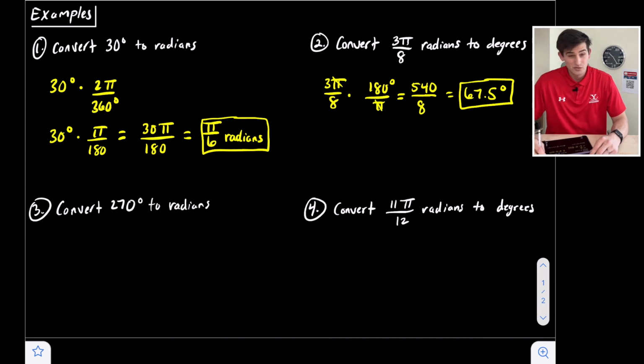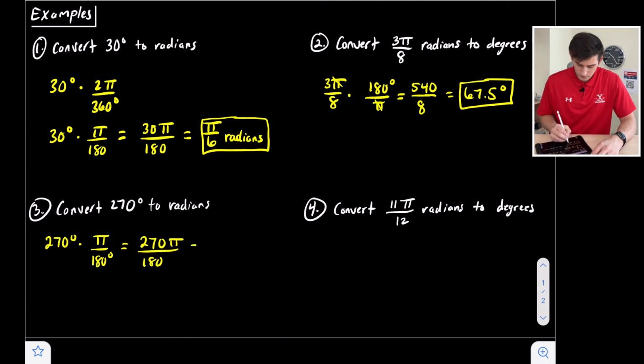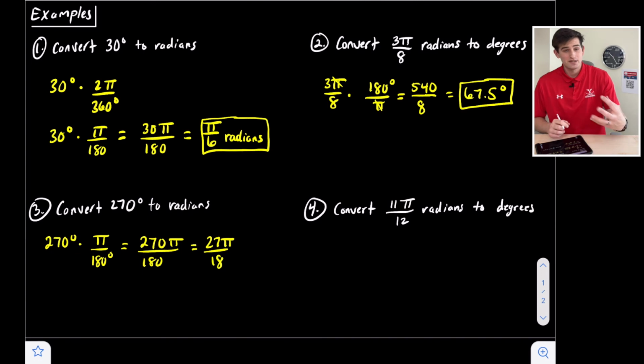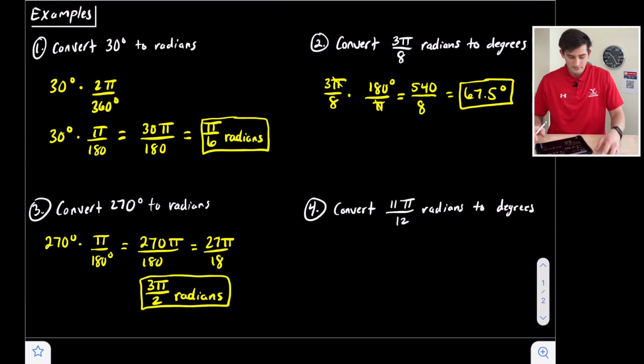Number 3, we're going to convert 270 degrees to radians. So we're going to take 270 degrees and multiply it by pi over 180 degrees. So now we get 270 pi over 180. And we can simplify that if you want to take the zeros off, 27 pi over 18. And now 27 and 18 are both multiples of 9, so we can divide both of those by 9, and we're going to get 3 pi over 2 radians as our final answer. Okay, so 270 degrees is the same as 3 pi over 2 radians.